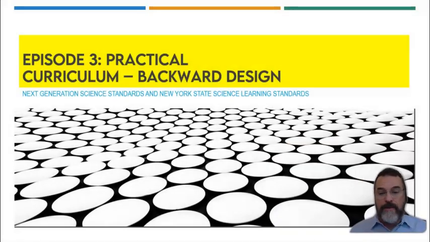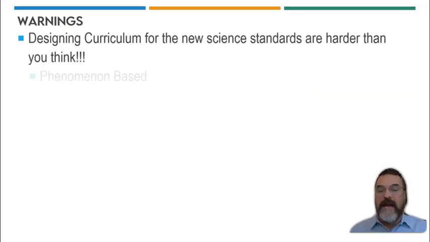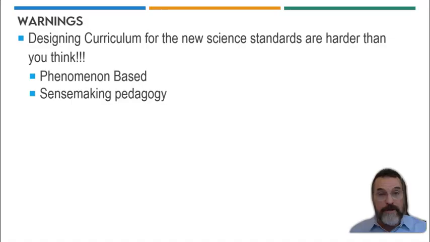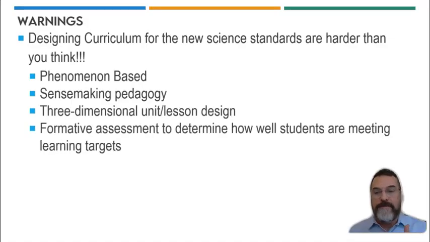Today we are going to talk about the practical applications of curriculum design, how to do backwards planning, which is really the work that we're going to look at. I'm going to start with some things. Curriculum for the new science standards is phenomenon-based, with pedagogical unit and lesson design, and formative assessments everywhere to determine how well students are meeting those learnings and adjustments that you may need to make in order for that to work.